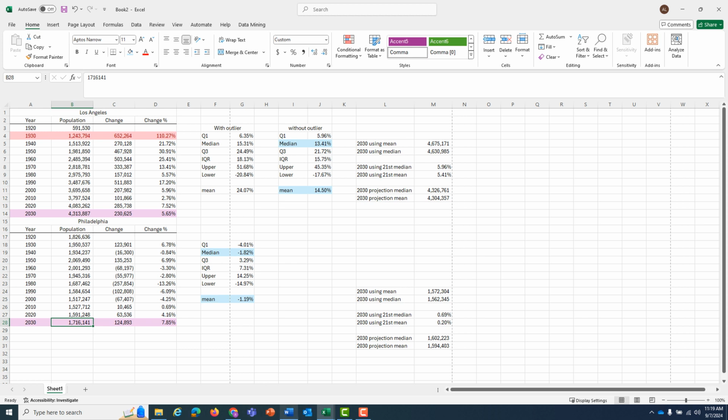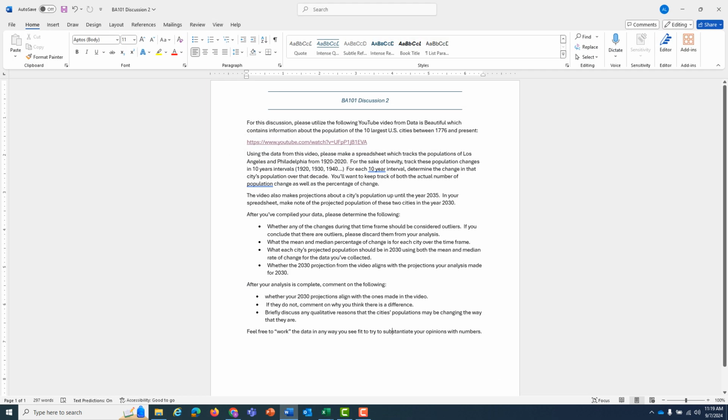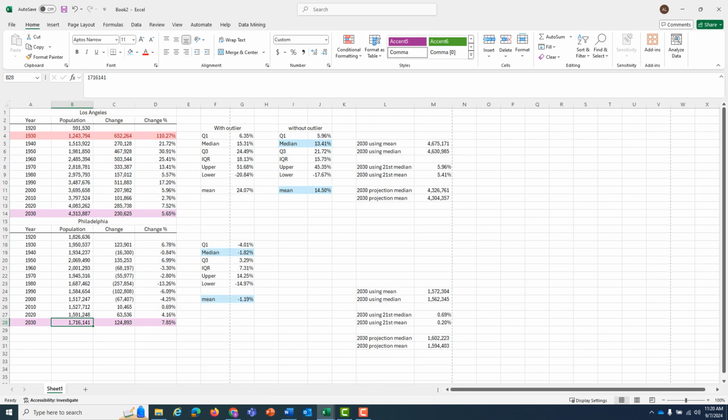Well, that's kind of curious. Why could that be? We don't have anything in our numbers that we can go and refine this and cut it down by, but right here in our information, it tells us we can discuss any qualitative reasons that the city's populations may be changing in the way that they are.